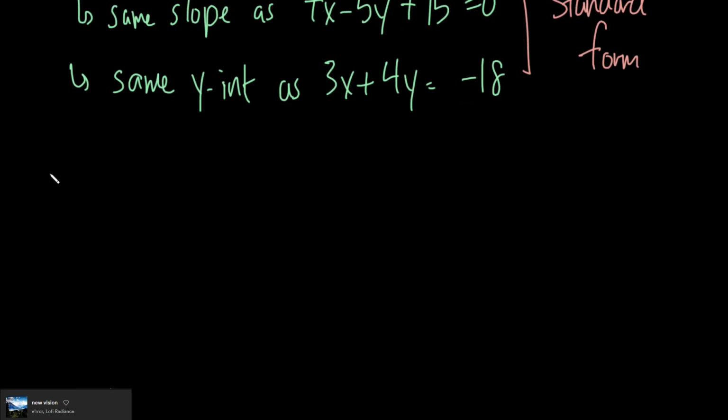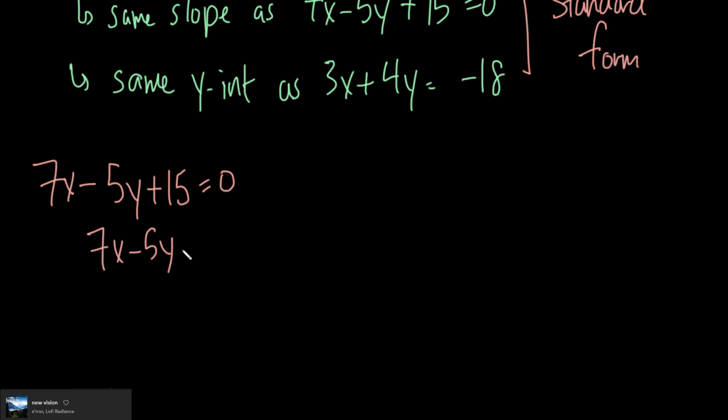So let's change the first one: 7x minus 5y plus 15 equals 0. How do we change that? We want to basically isolate for y, right? So let's move 15 to the right side. We're going to subtract 15 from both sides. And then we want to move x to the other side. We only want y. So negative 5y equals negative 15, and we're going to subtract 7x from both sides.